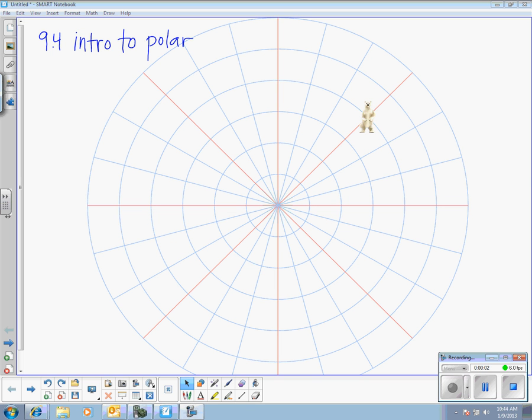Okay, guys, let's talk polar. Polar is a completely different system, just like parametric. We've been working with parametric for a few days. Now we're going to talk about this one.